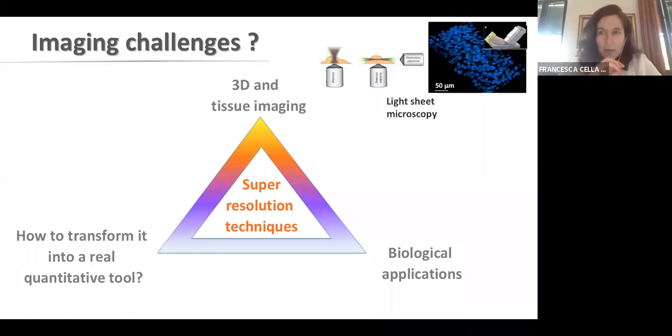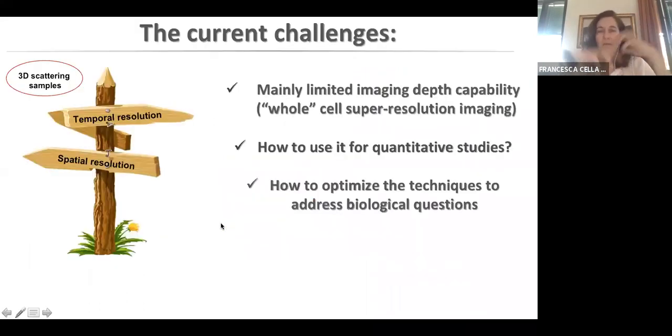The other side is how we can use these techniques not only as imaging techniques, but how we can use them as a real quantitative tool. So these are the main challenges, and I will try to look at them and make a panoramic view on how we can solve these challenges. So first, let me remove this here. Okay.